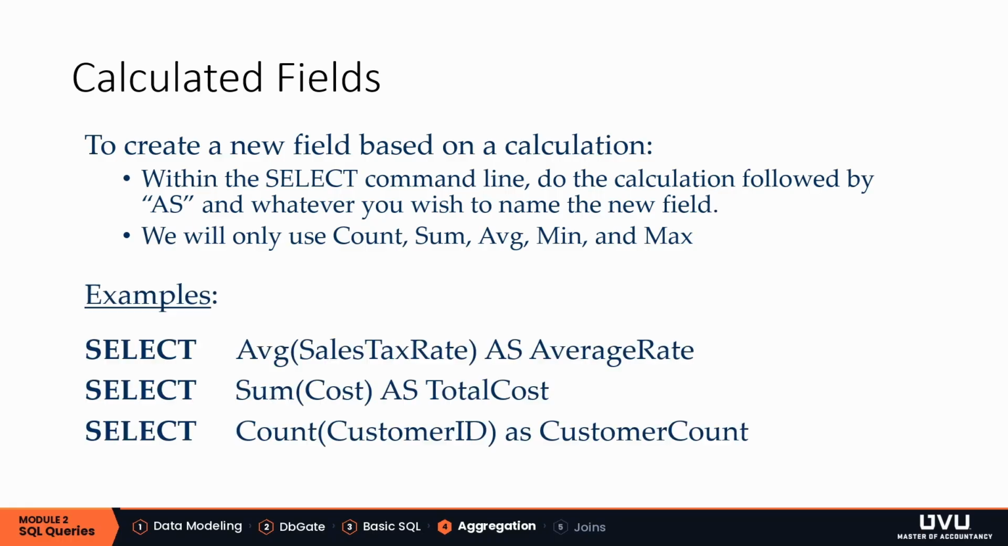And just as a few examples, we could select AVG and then in parentheses sales tax rate, and then after that we follow it up with as average rate, which will now produce a new column called average rate that consists of the arithmetic mean of the sales tax rate field. Or if we select sum of cost in parentheses as total cost, it will add up all the numbers in the cost field and output it as a new column called total cost. I assume you get the idea here.